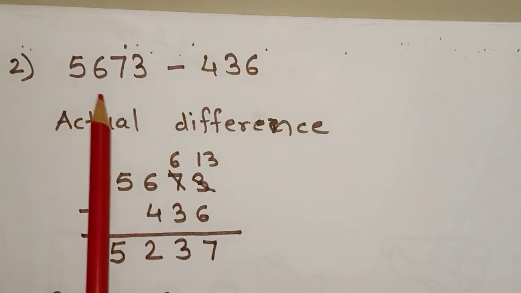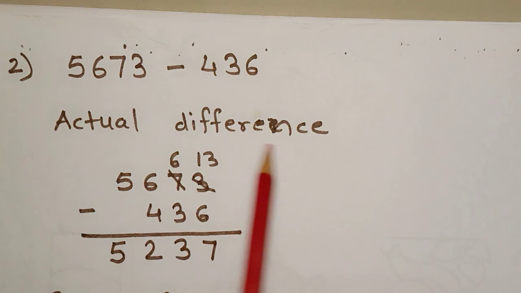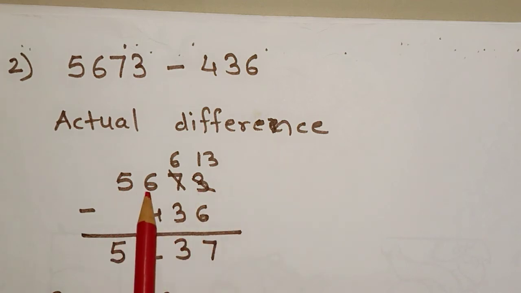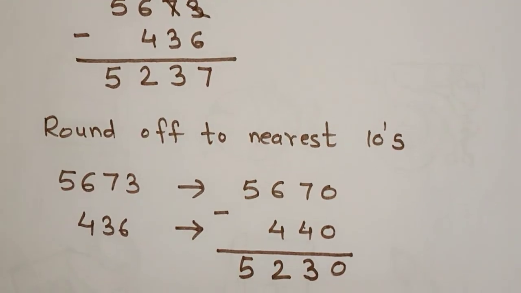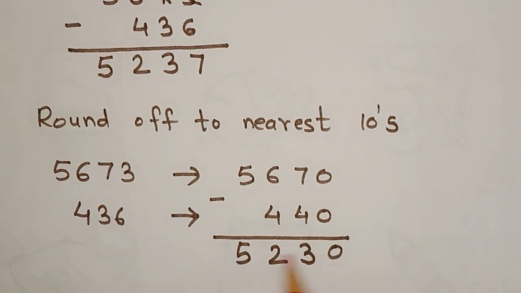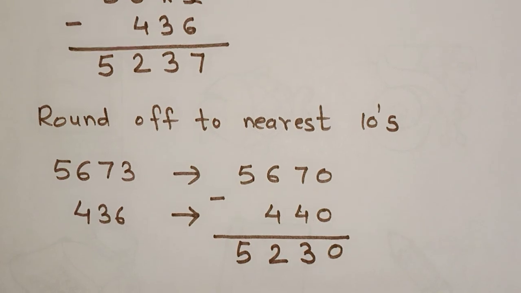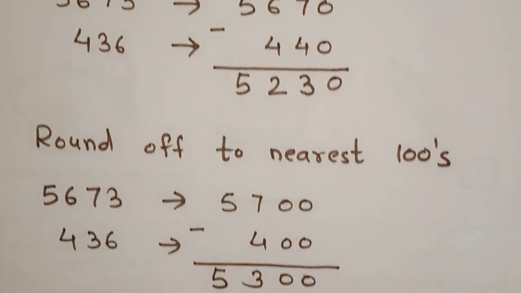I have written one example here. Let's find out the actual difference. So 5,673 minus 436, we get the answer 5,237. This is our actual difference. Now let's round off to the nearest tens and find out the answer. So here it becomes 5,670 minus 440. My answer is 5,230.